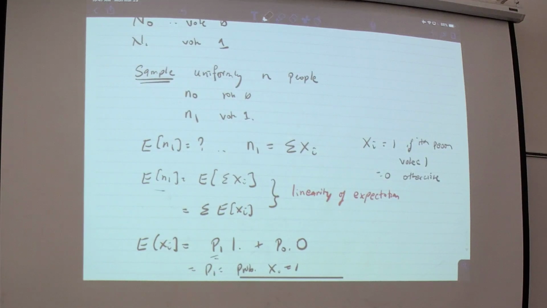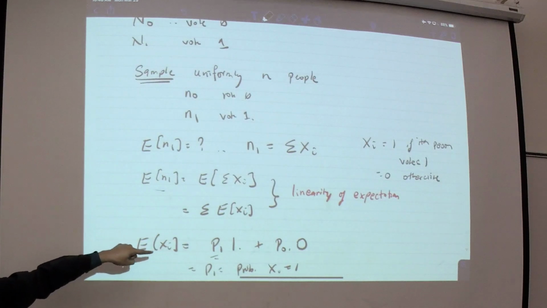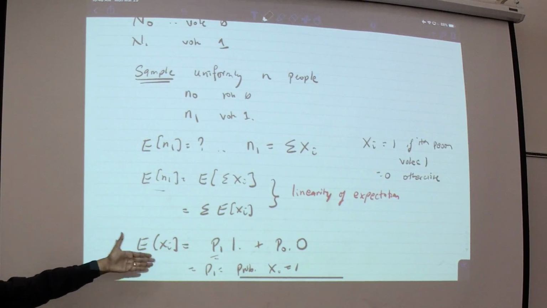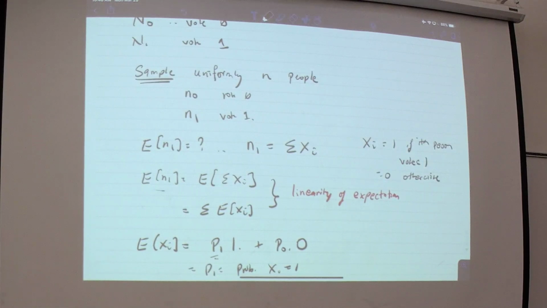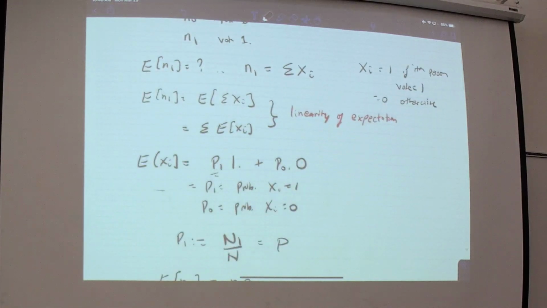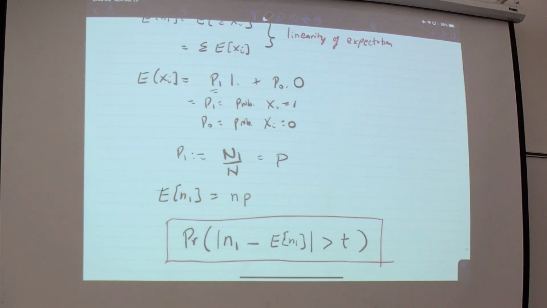Okay. So now, why this is nice is because the expected value of an indicator variable is very simple. Because of the way you write this down, it's very clear that the expected value of an indicator variable is merely the probability that it's 1. So we'll call that P1. And so we continued the analysis, and then we observed that P1 was the probability that a sampled person would vote 1, which is merely the fraction of 1s in the original population, right?